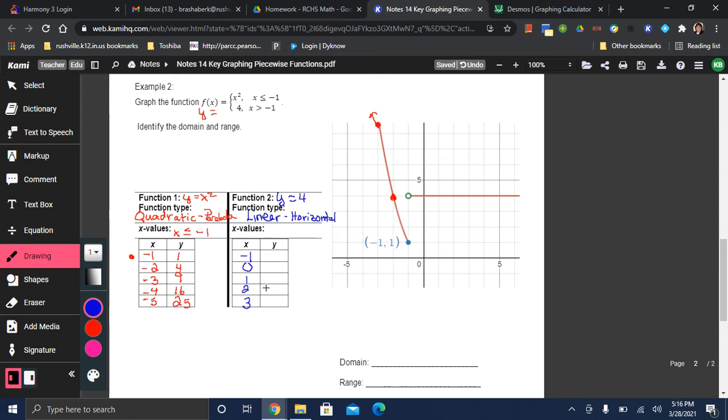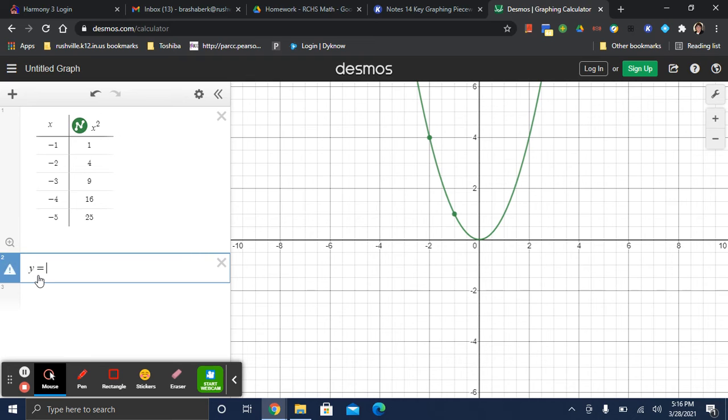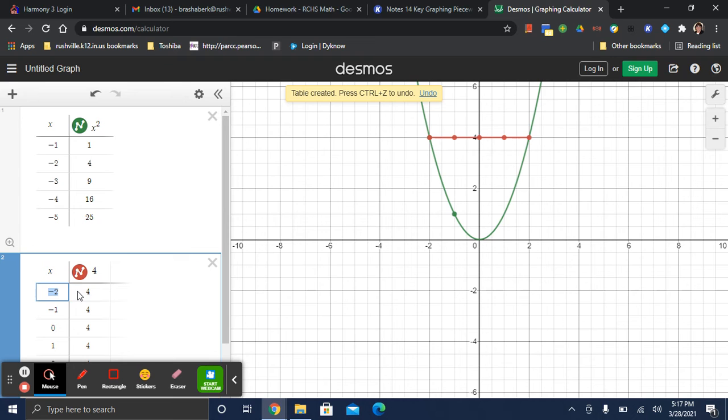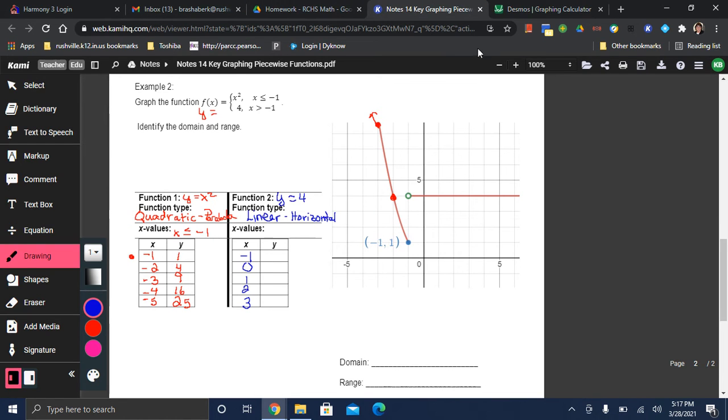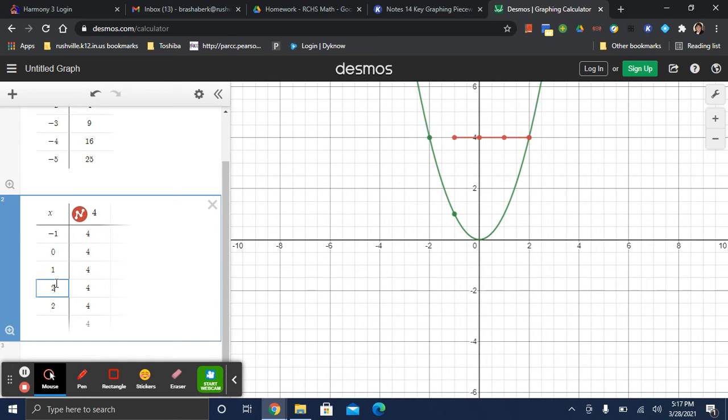Now, sometimes it's hard to understand how those horizontal lines work. So Desmos could help you out if you just type in y equals 4 and you check out a table for that. We were supposed to use negative 1 and then bigger. So negative 1 and then 0 and 1, 2, and 3. Well, I hope what you're noticing is that the y value doesn't change at all.